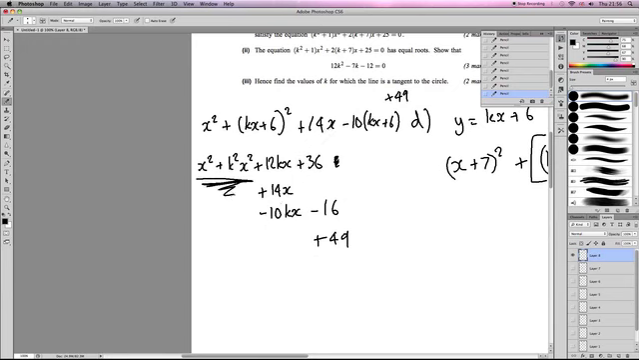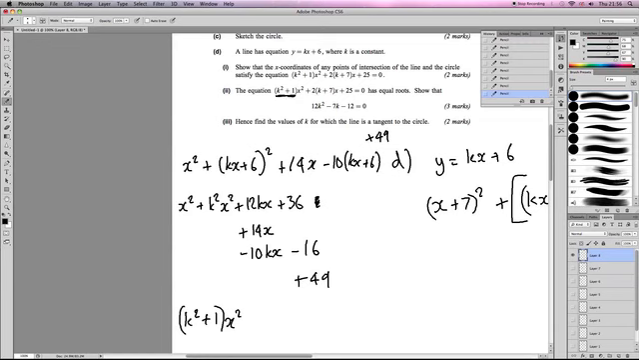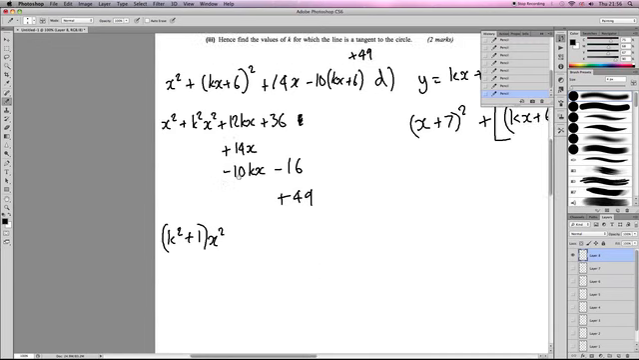For this top bit, I'm going to factorize x squared out. So it's going to be 1 plus k squared. Actually, just because they put k squared first, I'm going to do it the other way around. So it's going to be k squared plus 1 times x squared. I could have put the 1 first, but just because they put the k squared first, I want to save myself writing it out twice.